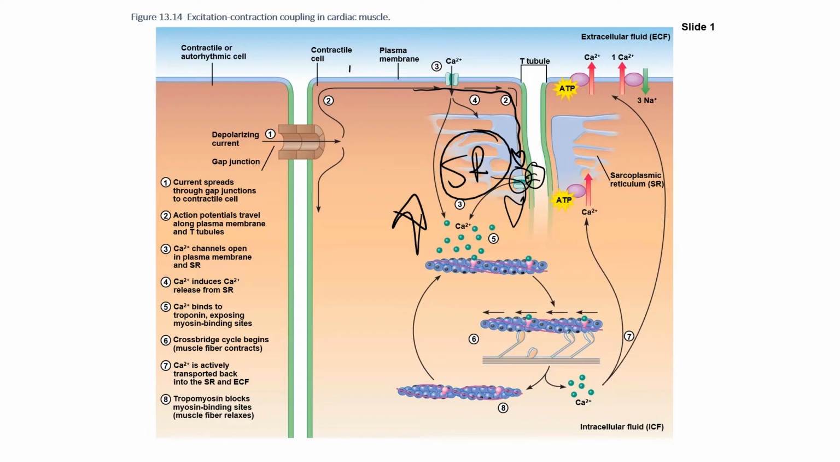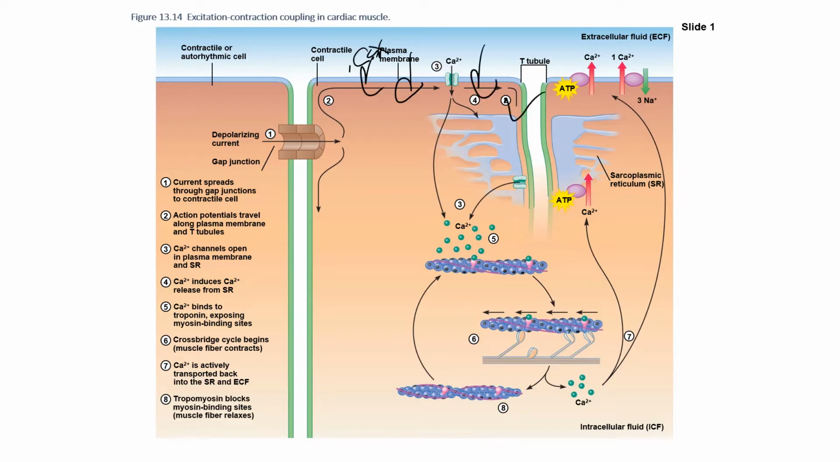Now, where does the calcium come from in cardiac muscle fibers? There's a big difference here. The calcium within cardiac muscle fibers is coming in all throughout the plasma membrane and all throughout the T-tubule. And then that calcium is causing more calcium to be released from the SR into the cardiac fiber.